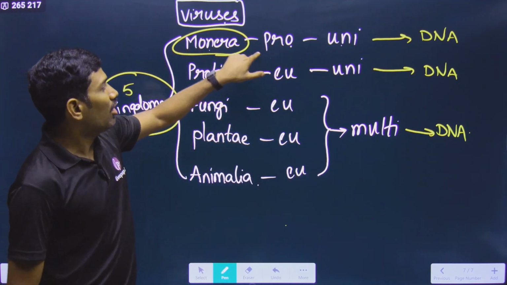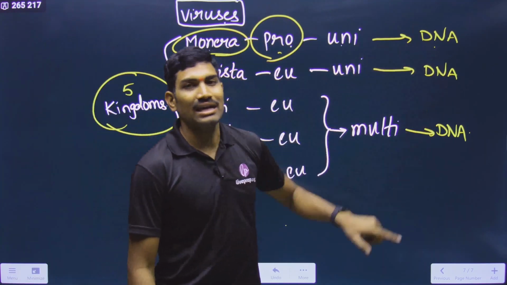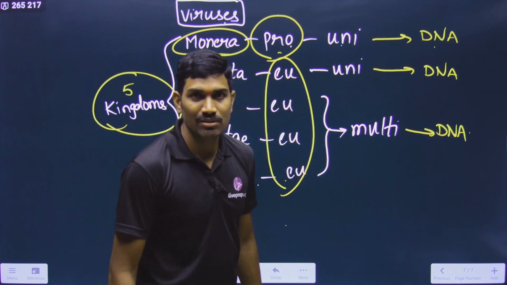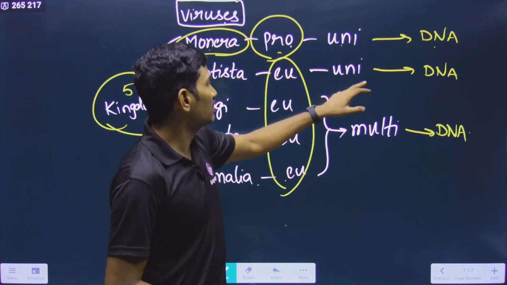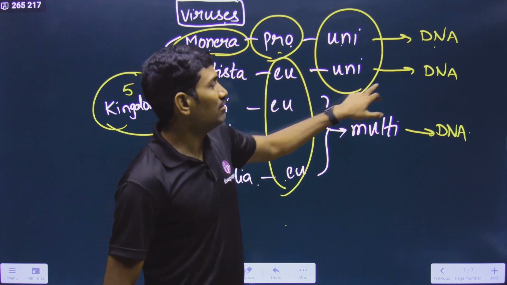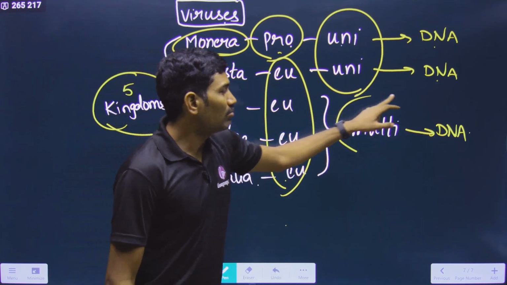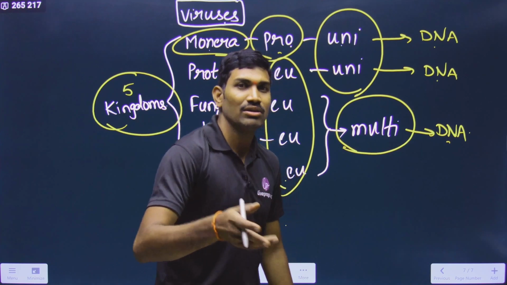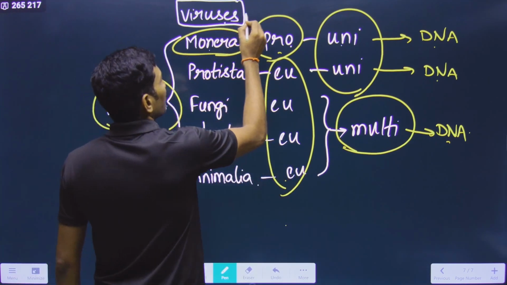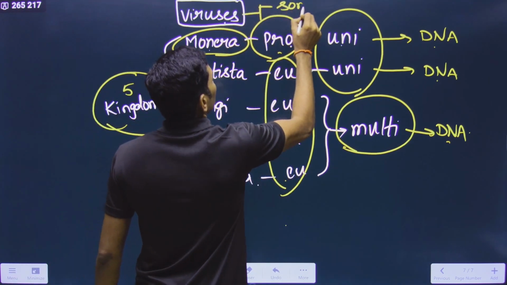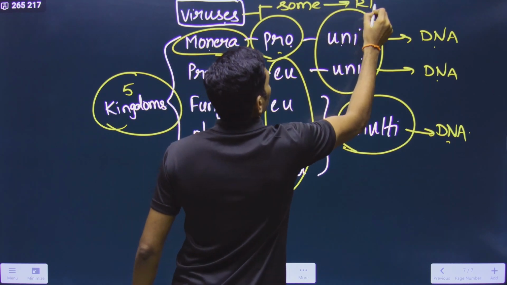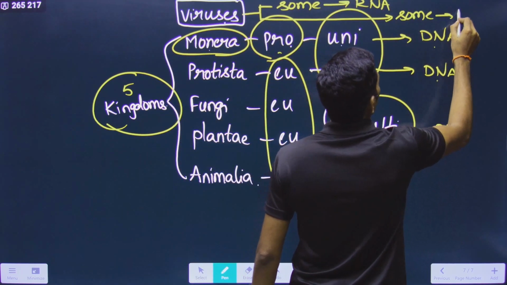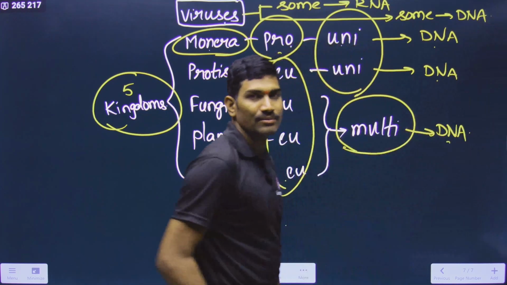Next point. All the prokaryotes have DNA as the genetic material. All the eukaryotes have DNA as the genetic material. Already I told you these points. Next one. All unicellular organisms have DNA as the genetic material. All multicellular organisms have DNA as the genetic material. Understood or not? And then in the viruses, some viruses have RNA as genetic material and some viruses have DNA as genetic material. Observe carefully.